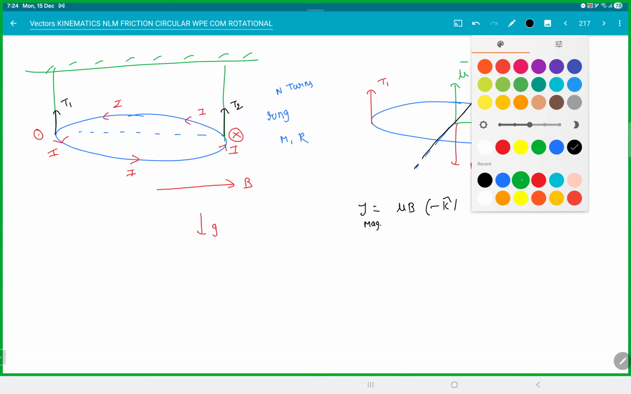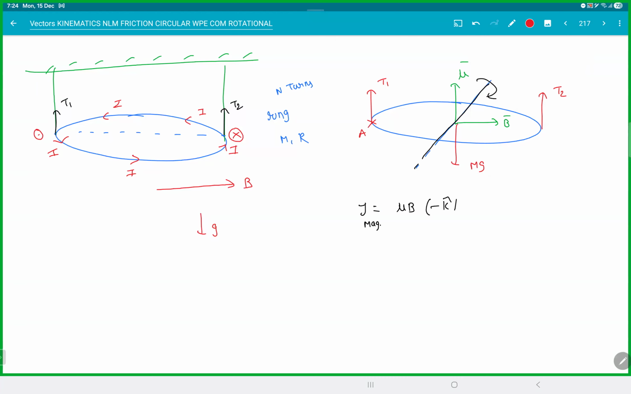Right. And for convenience, you can take torque about any point. I will take about the center. You can even take about the midpoint, doesn't matter. So when you take torque about the center of mass, let's see the directions. The torque of T1 will be T1 into R in the minus k cap direction. Magnetic torque is mu B in the minus k cap direction. The torque of mg will be 0, and the torque of T2 will be T2 R in the plus k cap direction, and the sum is equal to 0. So this will give you one equation: T2 minus T1 is equal to mu B by R. And we also know T2 plus T1 is equal to mg. Two equations, two unknowns, so you'll get T1, T2.